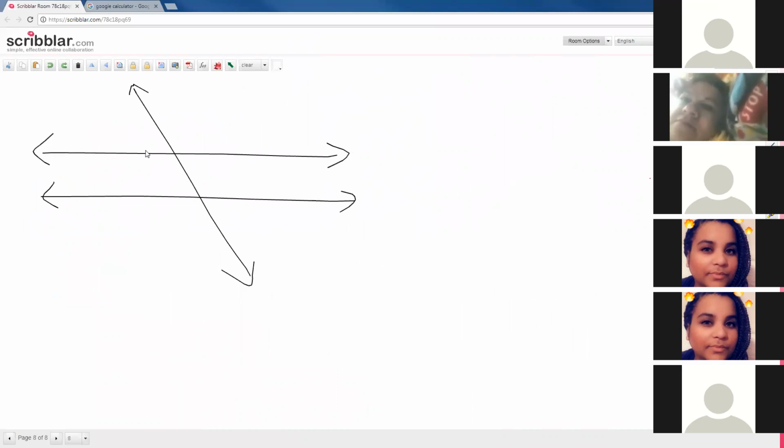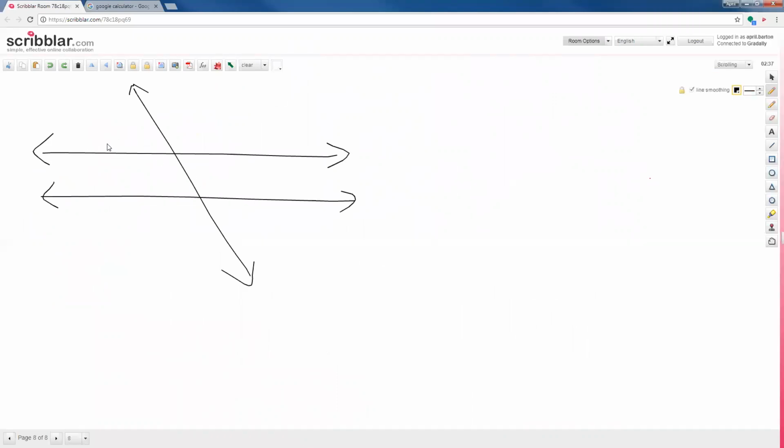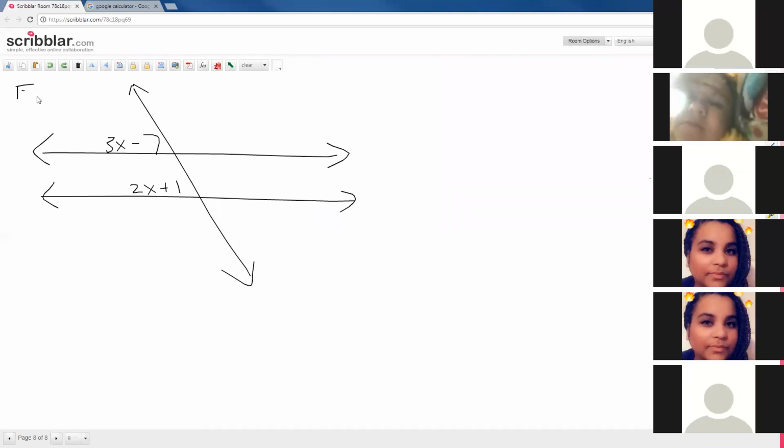So let's go ahead and have 3x minus 7 and 2x plus 1. There we go. Okay, sounds good. So, parallel lines cut by a transversal. I did change the tilt of the transversal, but that doesn't change anything. And let's find x.